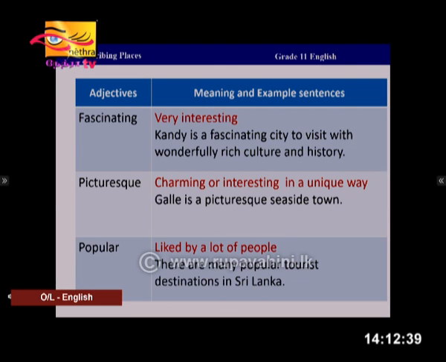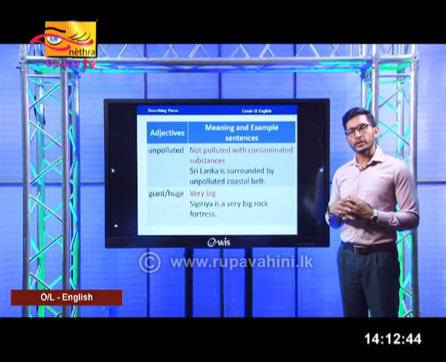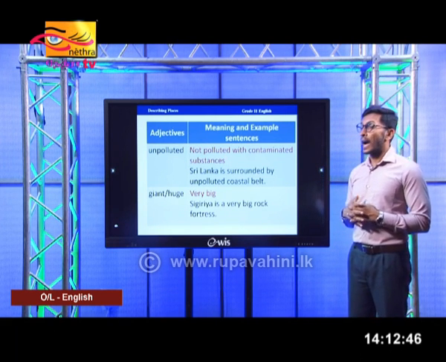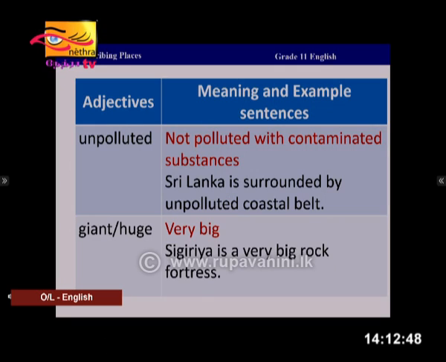Let's move on to another two important adjectives that we can commonly use to describe a place. Unpolluted. If a place is clean, we can use the word unpolluted. See the example. Sri Lanka is surrounded by an unpolluted coastal belt. You can use the adjectives giant or huge to describe something very big. See the example. Sigiriya is a very big rock fortress.